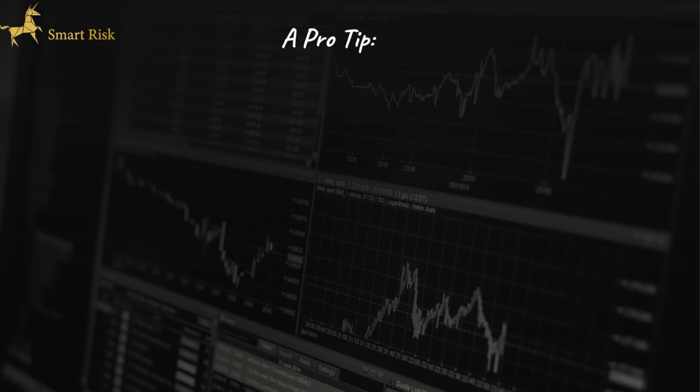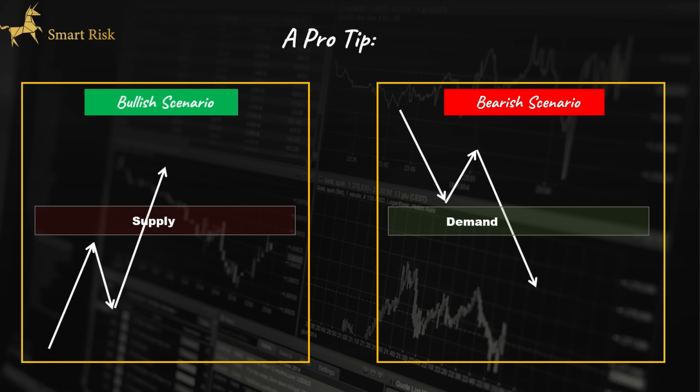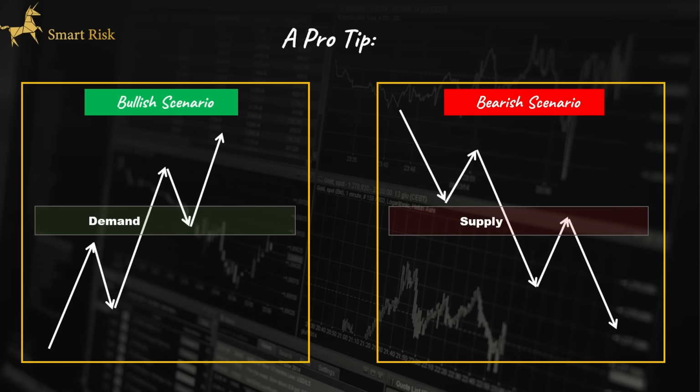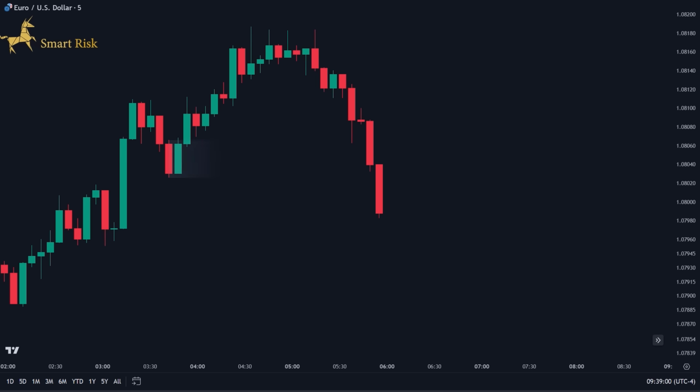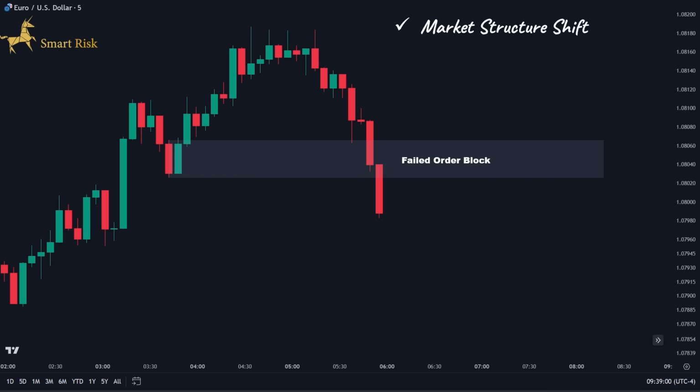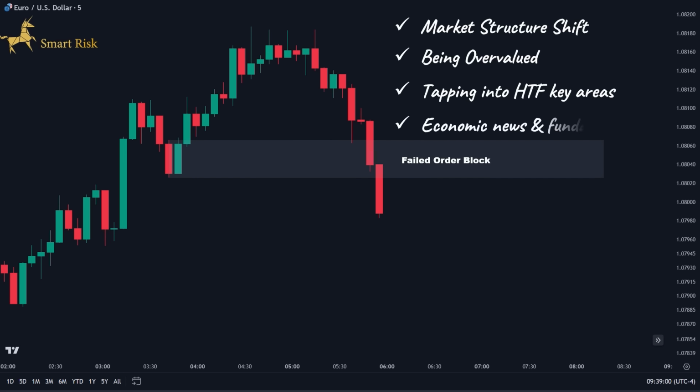But there is a pro tip to consider. Every time the price breaks through a key demand or supply zone without respecting it, that area switches its characteristic. A supply zone becomes a demand zone, and a demand zone becomes a supply zone. The same rules apply to order blocks. The market might ignore the supply and demand of an order block for various reasons, including shifts in market structure, being overvalued or oversold, tapping into higher timeframe key areas, the release of important economic news, or other fundamental factors.